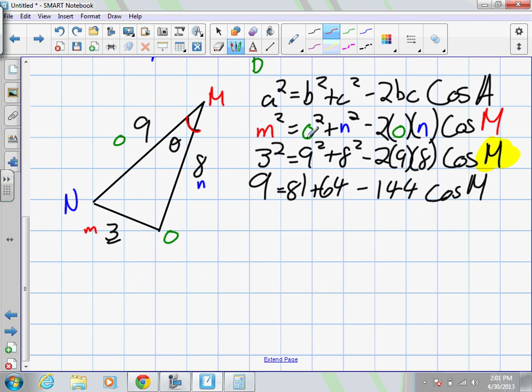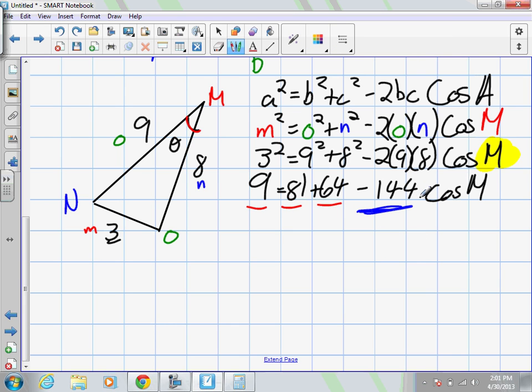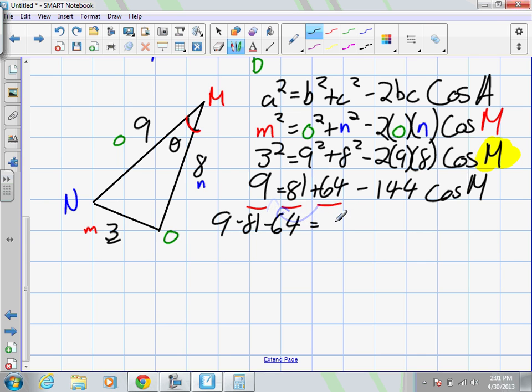Here we take these sides. These three are all like terms. Remember that this negative 144 is technically multiplied by cos. So if we're doing reverse BEDMAS, we want to move our adding and subtracting to the other side. We'll get 9 minus 81 minus 64 is equal to negative 144 times cos M. I've moved those other numbers to the left side of the equation because the goal is to isolate M here.